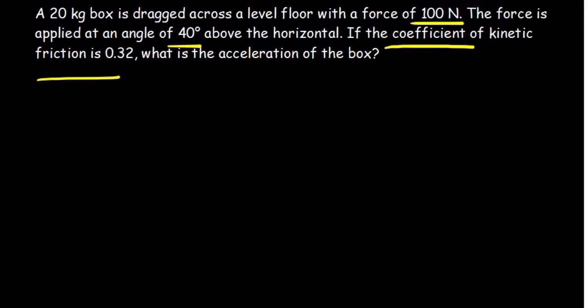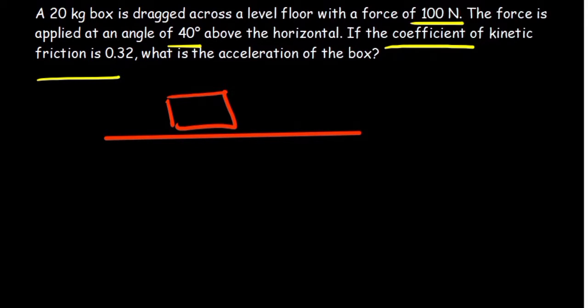Let's try to draw the scenario that we have. We have the level floor, and then we have a box. What is happening to this box? There is a force of 100 newtons, applied at an angle of 40 degrees above the horizontal. So there is a force being applied there, and it's 40 degrees above.